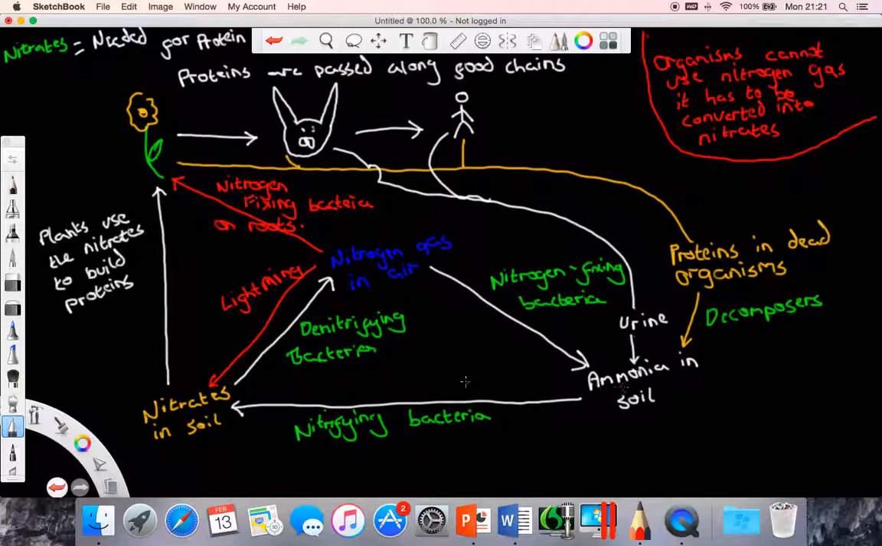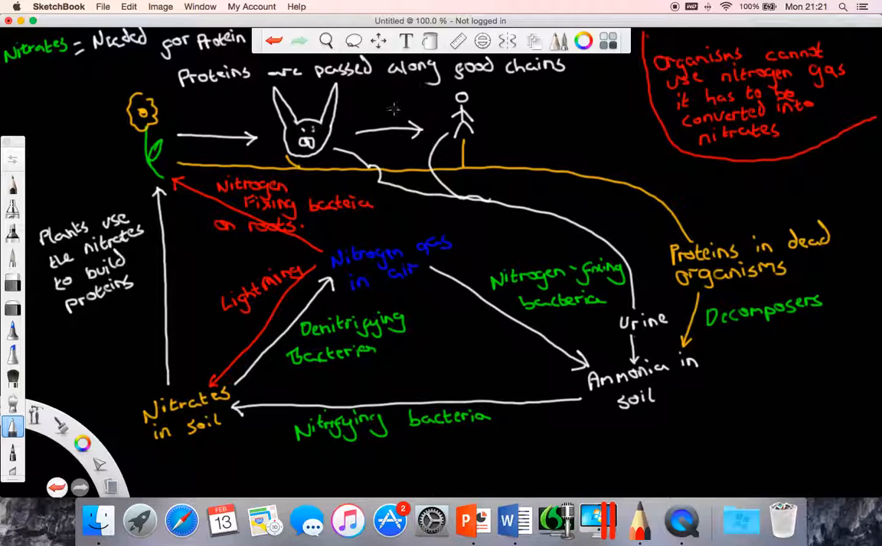So nitrogen gas in the air is turned into ammonia in the soil by nitrogen fixing bacteria. The ammonia in the soil is turned into nitrates by nitrifying bacteria. Then nitrates in the soil are turned back into nitrogen gas by denitrifying bacteria. So we've got this cycle here. Nitrogen gas in the air can also be turned into nitrates through lightning, as in thunder and lightning.